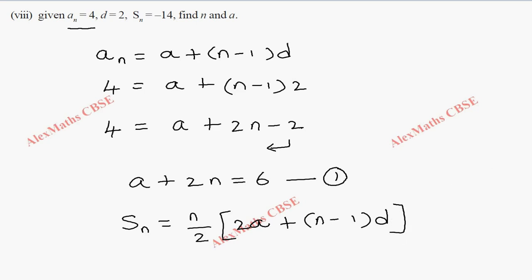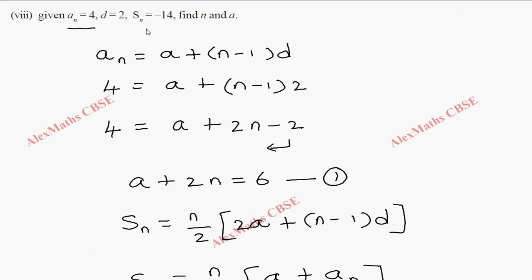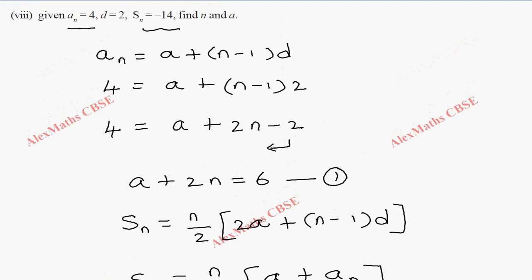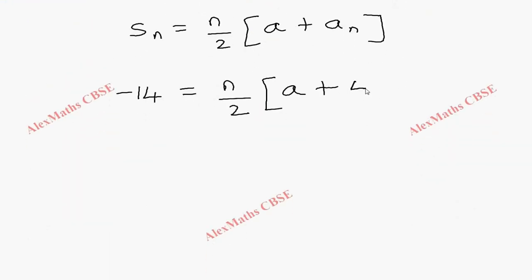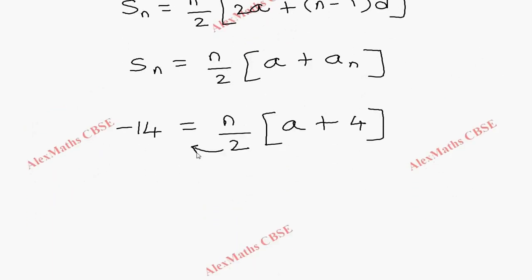Since we know an, we can directly take the other formula of Sn, which is n by 2 into (a plus an). Now the value of Sn from the question is minus 14. We take minus 14 here equal to n by 2, we don't know n, a we don't know, and the value of an is given as 4. So we take this 4 here. From this, we are going to take this 2 to the other side. After multiplying, minus 28 equal to n into (a plus 4).